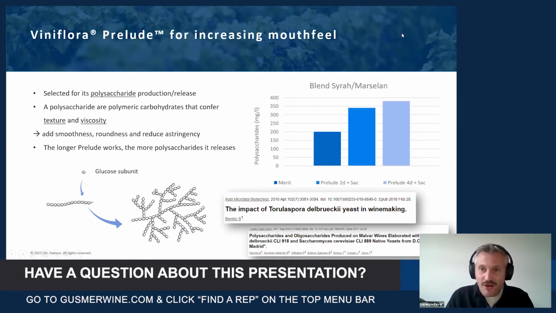If you can see here on the side, you can see a fermentation done on a blend of Syrah and Marselan. So a red wine where the polysaccharides have been quantified, and we had a Saccharomyces alone, Prelude put in pre-fermentation with a Saccharomyces for 2 days, and then one where we added it for 4 days. So you see that this amount of polysaccharides constantly increases the more we give Prelude the chance to express itself. So it's very interesting.